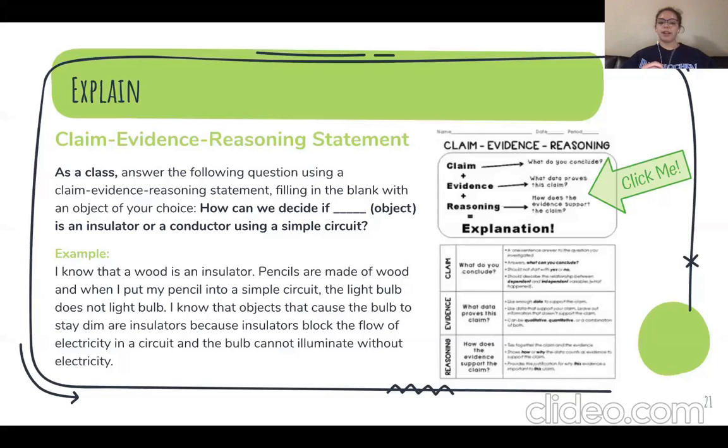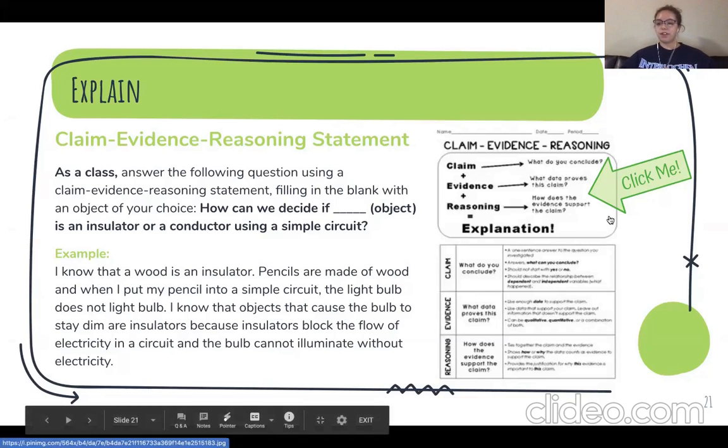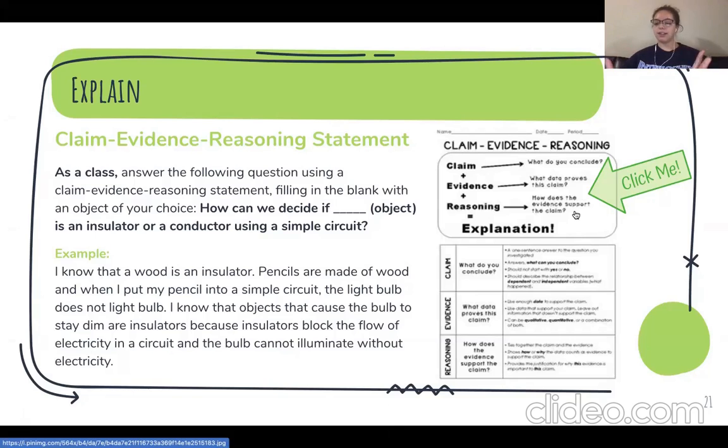Then finally, students will be writing a claim, evidence, reasoning statement about how we can decide if an object is an insulator or a conductor using a simple circuit. So you pick any object, have the students pick the object, but this one is going to be as a class. So have the students as a class all together pick one object that you are going to write a claim, evidence, reasoning statement for. There's a little document here on claim, evidence, reasoning statements if you've never done one before, and you can click it here to expand it and show it to your students. But here's an example of one that you could do with your class.